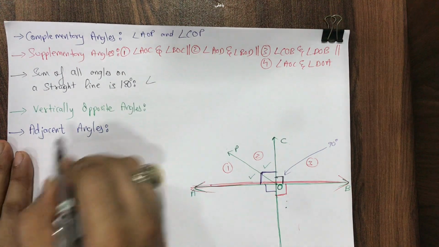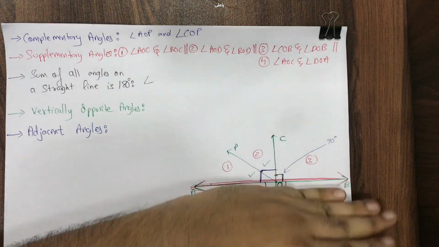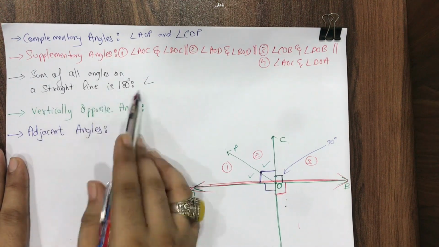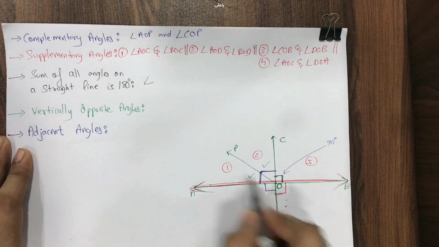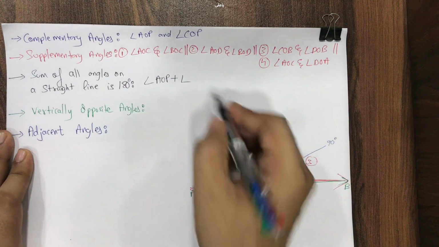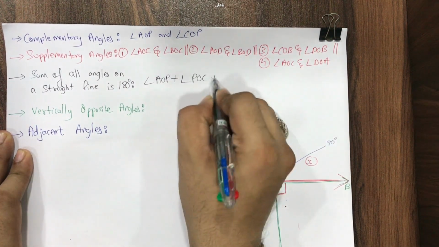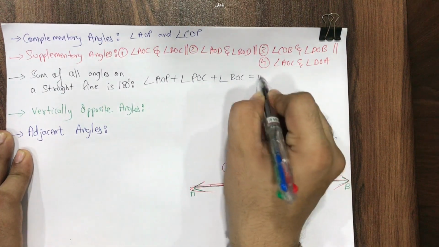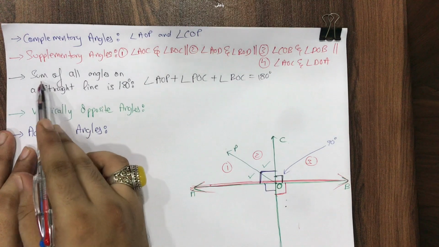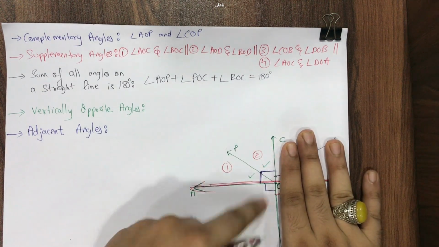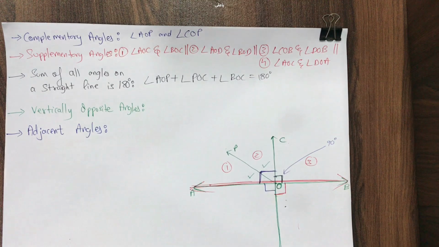So angle 1 plus angle 2 plus angle 3 all lie on the same straight line, so the addition will be 180 degrees. Sum of all the angles on a straight line is 180 degrees. So angle 1, its name is AOP. Angle AOP plus angle POC plus angle BOC, so 180 degrees. Property: addition of all the angles on a straight line is 180 degrees. Many others are also possible. If I keep a hand over here, this plus this plus this is also 180 degrees because it's a straight line, but I'm not writing it over here.